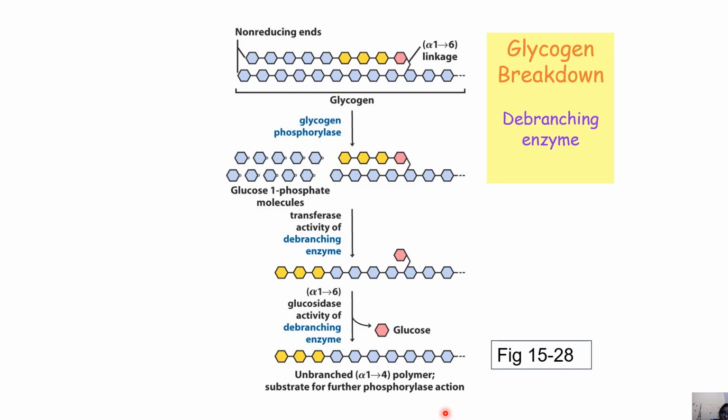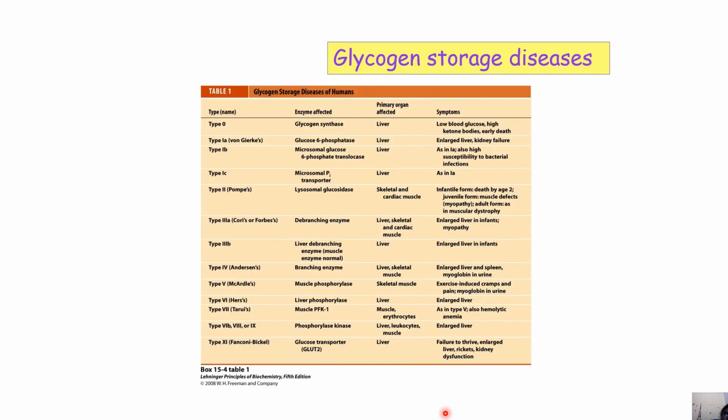So glycogen breakdown: glycogen gets converted by glycogen phosphorylase into glucose 1-phosphate molecules. Then the transferase activity and the alpha-1,6-glucosidase activity of the debranching enzyme produce the unbranched alpha-1,4 polymer substrate for further phosphorylase action. There are glycogen storage diseases.